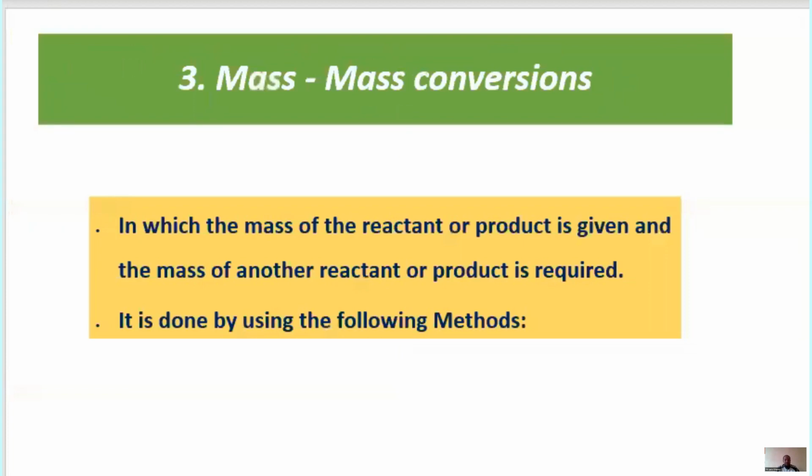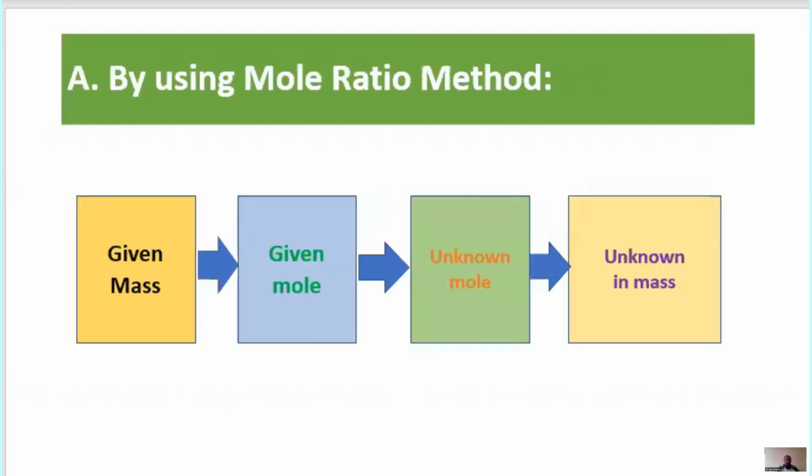The third stoichiometric calculation is the mass conversion, in which the mass of the reactant or product is given and the mass of another reactant or product is required. It is done by using the following methods. This one is the first method, using the mole ratio method, in which the given mass is converted into given mole. This given mole is used to calculate the unknown mole.